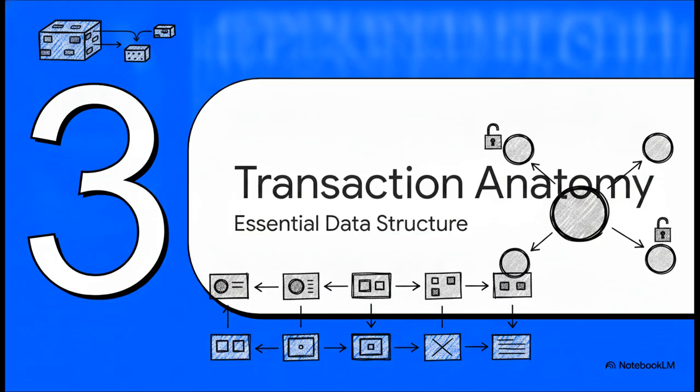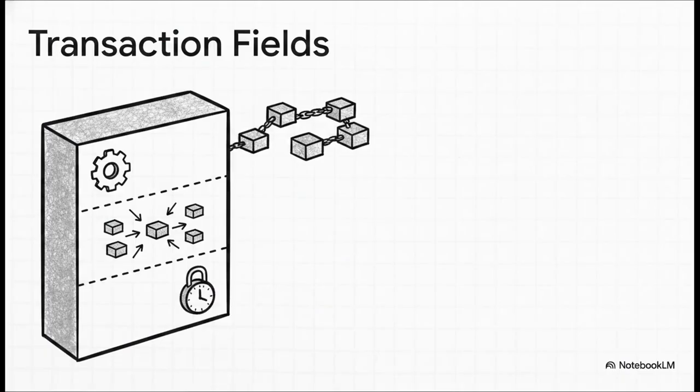Section 3, Anatomy of a Transaction, focusing on the essential data structure. Now that we've got UTXOs down, let's look at the actual data fields inside the bundle itself. Every transaction connects together like a chain, consuming previous inputs and generating fresh outputs for the next person. It's essentially just a compact bundle of data with 4 key fields.